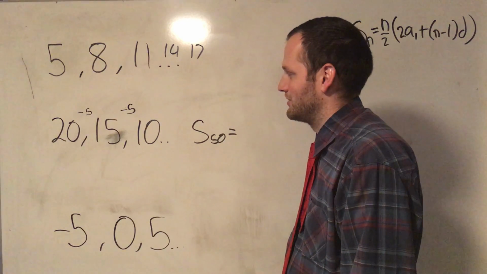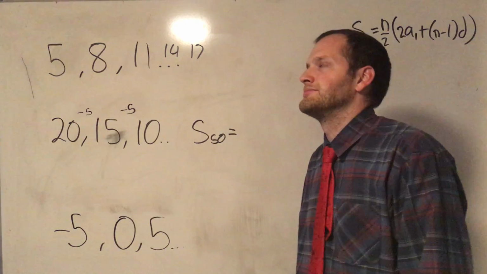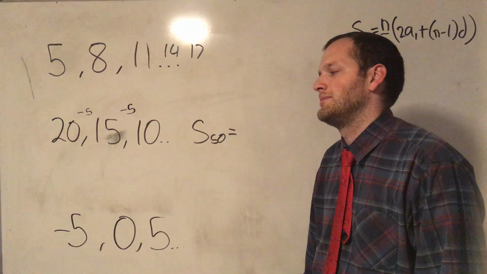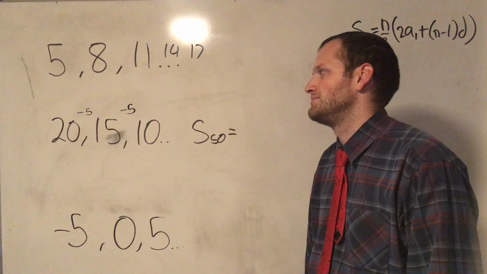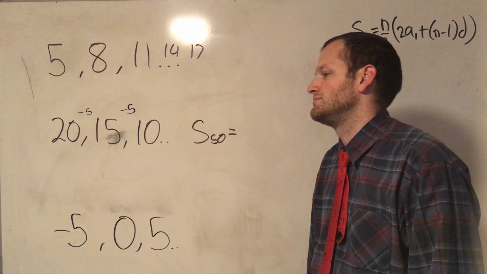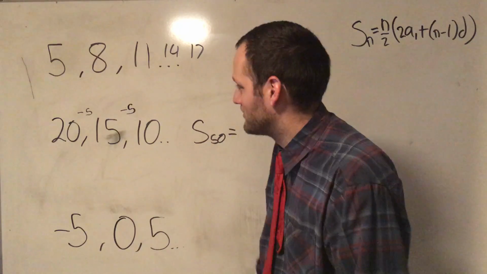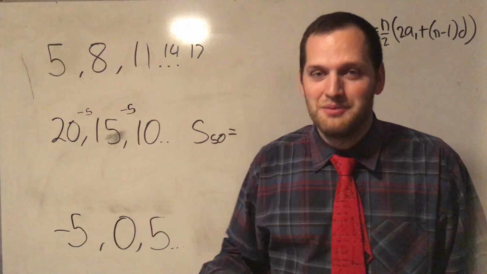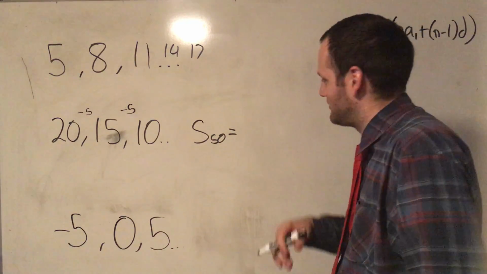Actually, that'd be a horrible example. That'd be a good example of this. Sums. 20, 15, 10. It could be the number of points that you get in a video game. The first video game you play, you got 20 points. You got 15, then 10. Well, after 50 games, are you going to be in the positive or negative? Let's do this real quick.